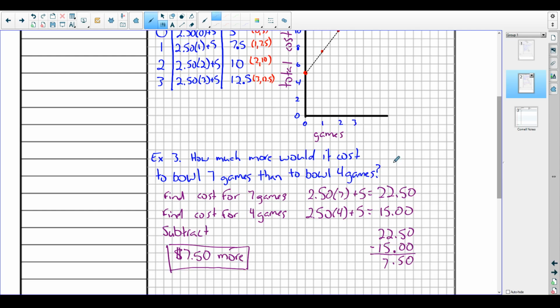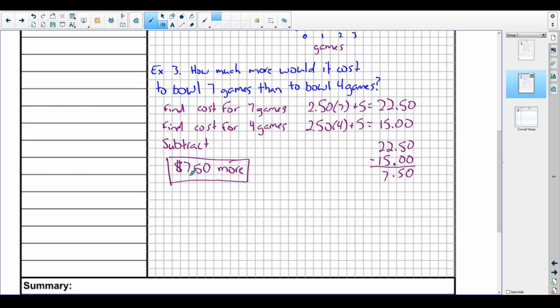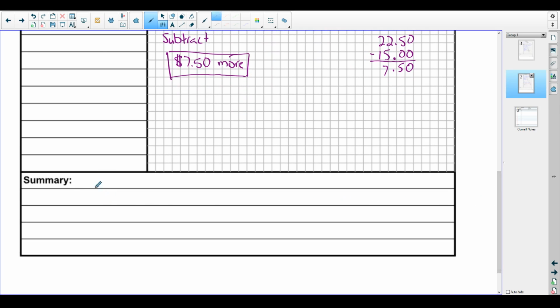Alright, so that's about it. Also another way we could have gotten $7.50 more. If you can write an alternative way to get $7.50 without having to do quite all this work, write it down right here. Okay, and then show it to your math teacher so they can be proud of you. Also, don't forget to write your summary. So what did you learn about? So I would start with linear equations, and then I would expand on that.